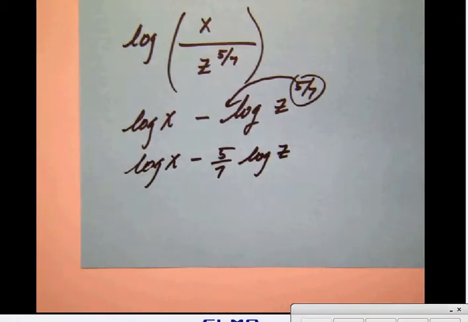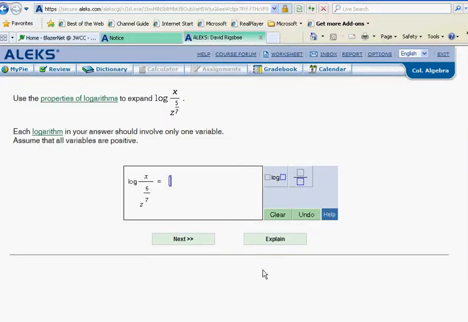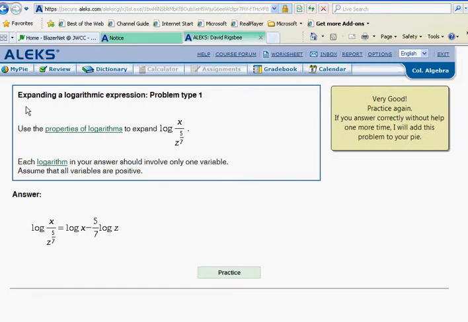Let's go back and put that in ALEKS and see if that makes him happy. And so we will have the log of x minus the fraction 5/7, then times the log of z. Let's check that. And again, ALEKS is happy. This is expanding a logarithmic expression, problem type 1.